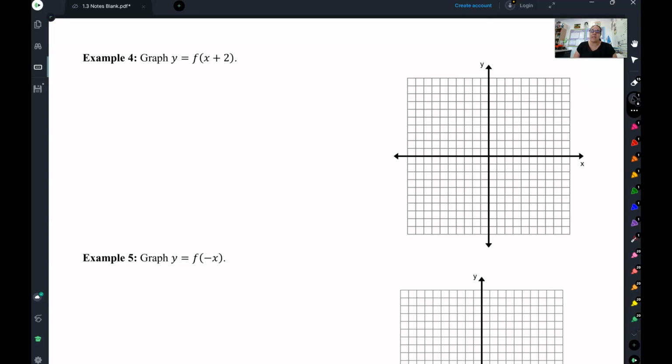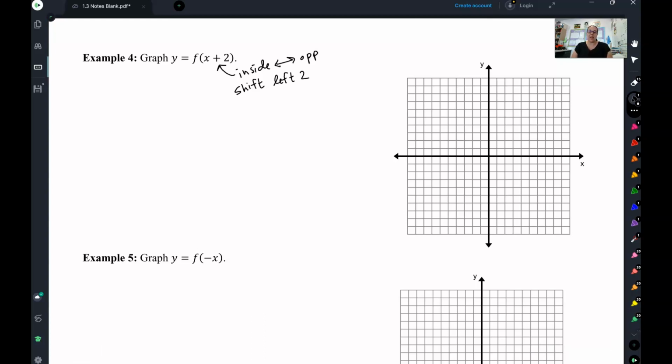Let's do some examples that are inside. So here I have inside that f of x. So you see that plus 2 is inside the f of x. So this is inside, so this is going to be side to side and opposite. We see that this is adding, so that means it's going to be a shift. And it's left to right, but opposite, so that plus is actually going to be left 2.